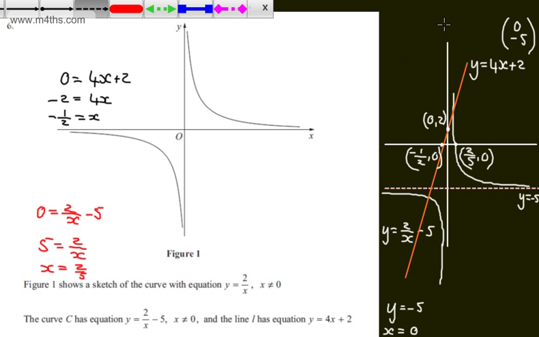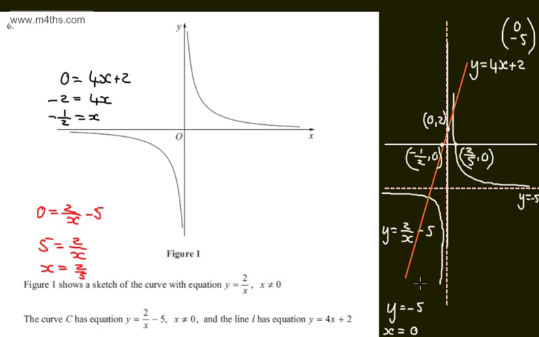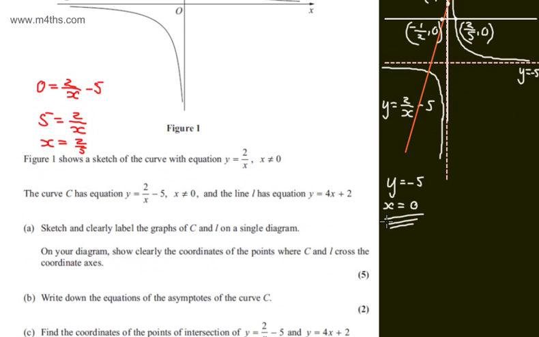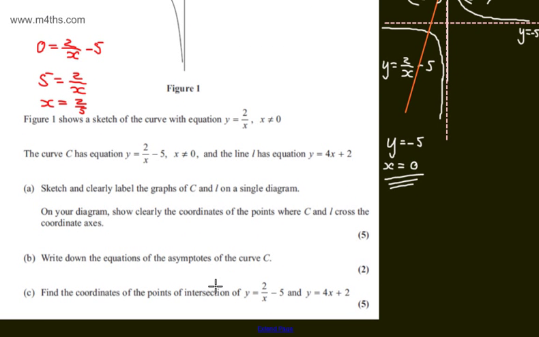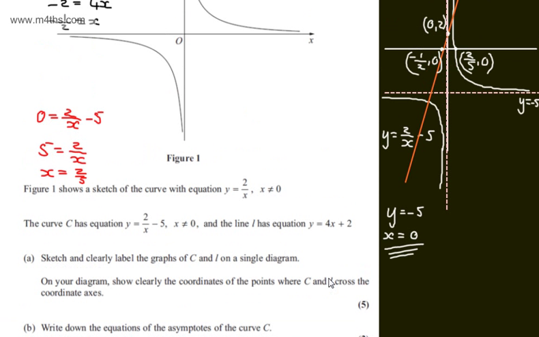Of course, this is going to be hidden by the y-axis, but it looks something like that. So 2 marks for stating those two equations. In part C, we're asked to find the coordinates of the points of intersection of y is equal to 2 over x minus 5 and y equals 4x plus 2.